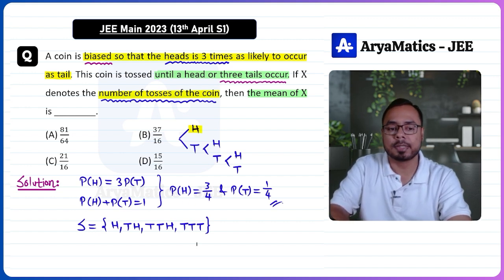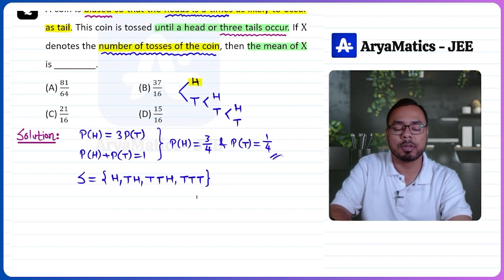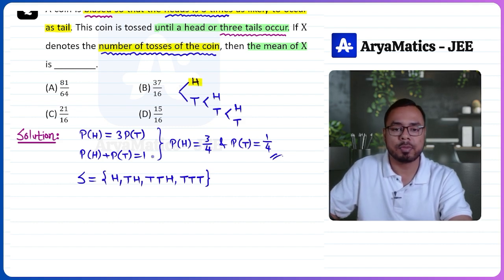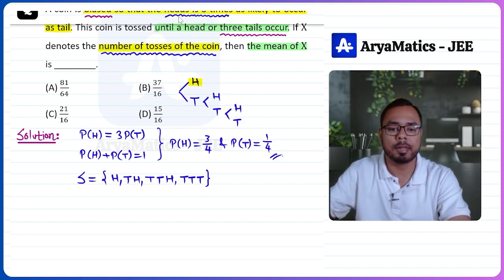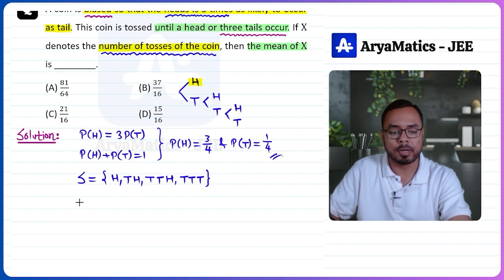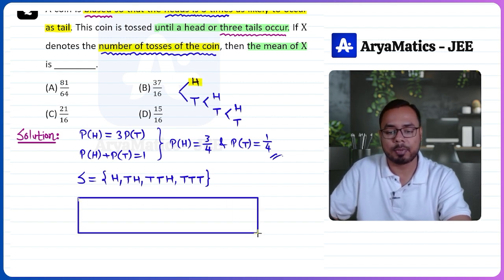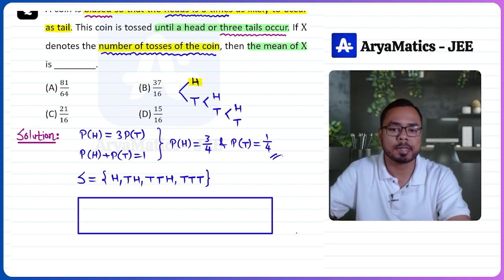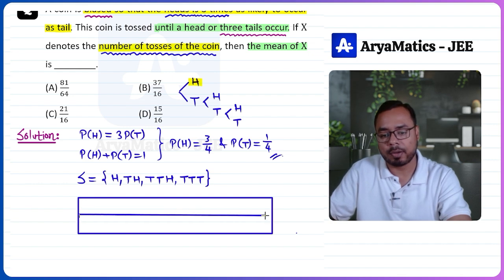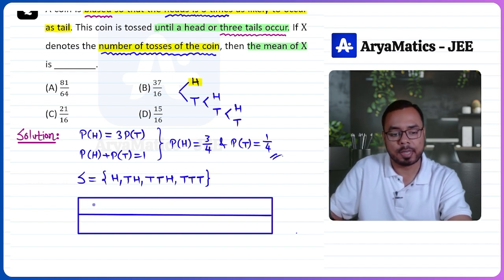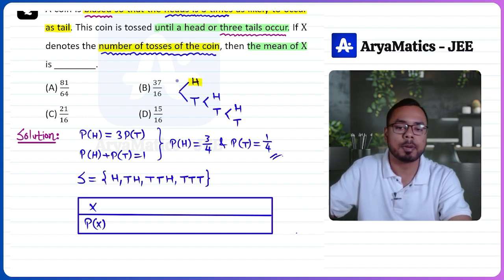Now x is representing the number of tosses of the coin. So as you can see, the value of x will be either 1 or 2 or 3. So let us create the probability distribution table for x. On one side we'll write x, and on the other side we'll write the probability of that particular value of x.